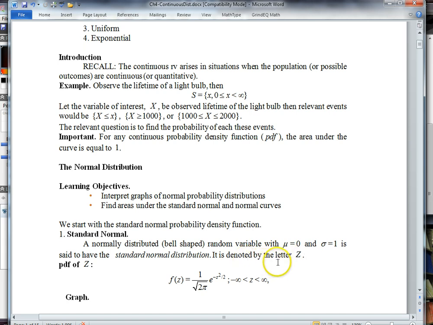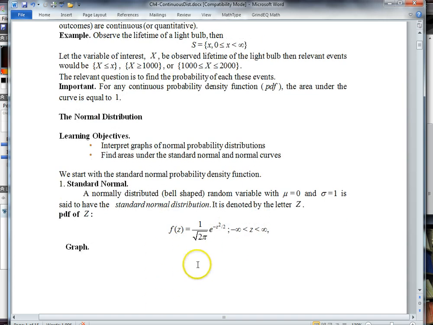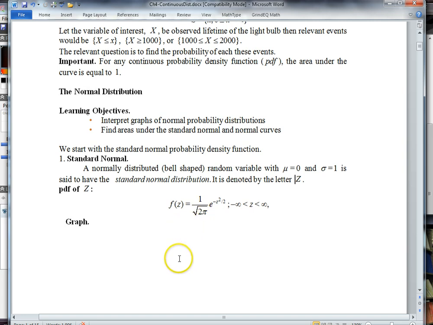We're going to use the letter Z because Z is so popular, it's called the Z distribution. So that stands here for the probability density function of Z, or basically the shape, the distribution of Z. And it has this nice formula. The formula is nice, but it's not easy to work with, so we're not going to use it. It's just there for you to see what kind of formula people use for the standard normal distribution.